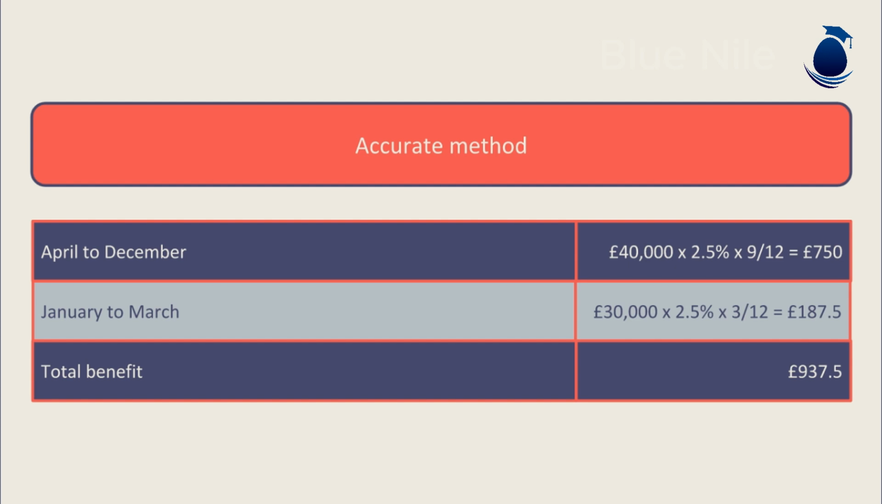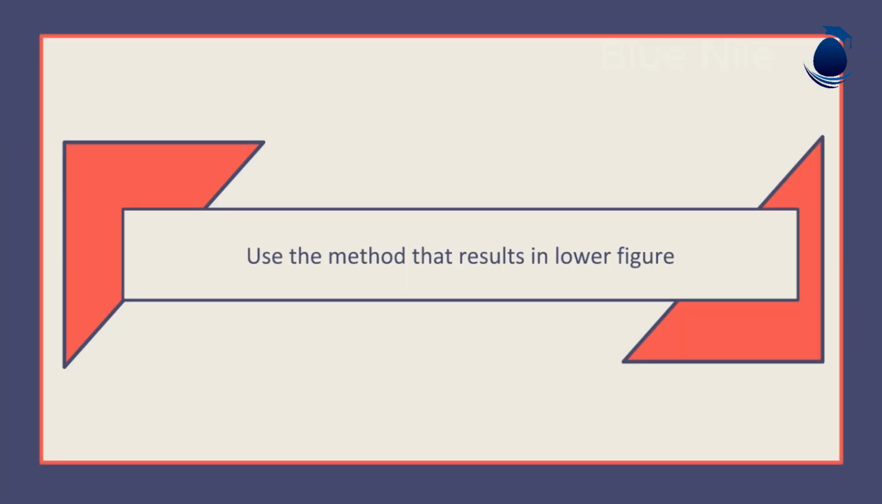£937.50. Once we have both calculations, we need to decide which of these should be taken to be the benefit to include in the employment income. Questions will often tell you which method to use, but if not, take whichever results in the lower figure. So here we would take the benefit to be £875.